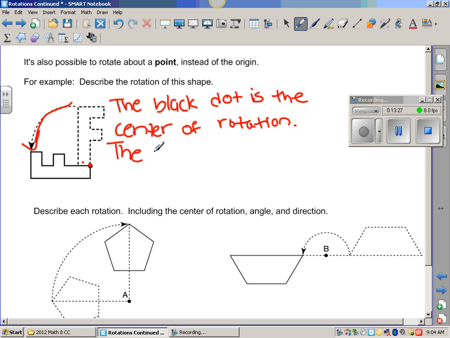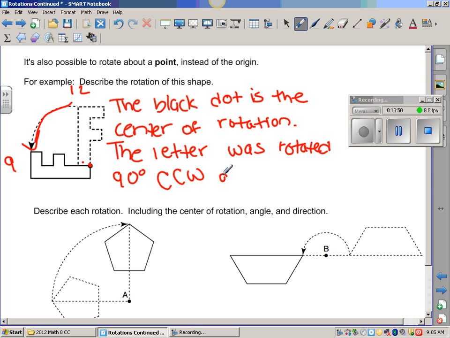The letter, in this case it's the letter F, was rotated 90 degrees. Do you think it's okay for me just to write 90 degrees? Hopefully not. Hopefully you're saying, well, wait a minute, 90 degrees one way is not the same as 90 degrees the other. In this case, I'm going from 12 to 9, so this is counterclockwise about the center of rotation. All right, it's good to be descriptive.